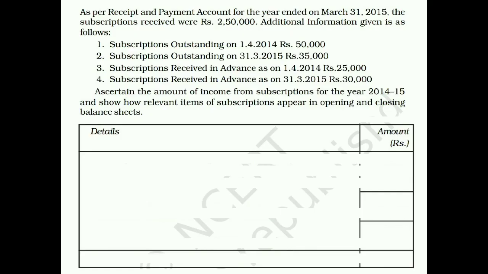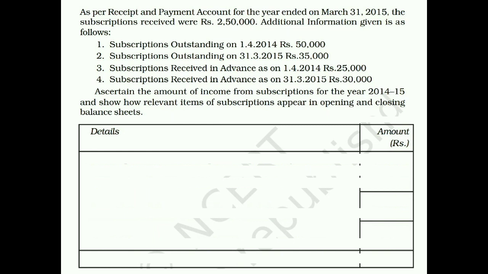After doing all the additions and deductions, we will get the amount of subscription for the year. Let's understand this pattern with an example. This question says that as per the receipt and payment account for the year ended 31st March 2015, the subscription received was 2,50,000, and the additional information given is as follows. Subscription outstanding as on 1st April 2014 is 50,000. We are preparing it for 31st March 2015, so this 1st April 2014 is of the last year. And subscription outstanding on 31st March 2015 is of the current year.